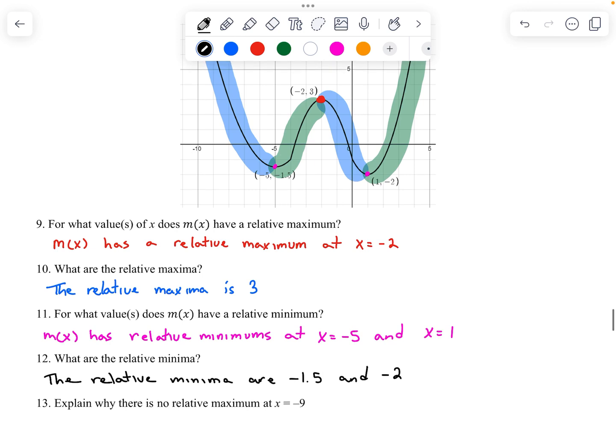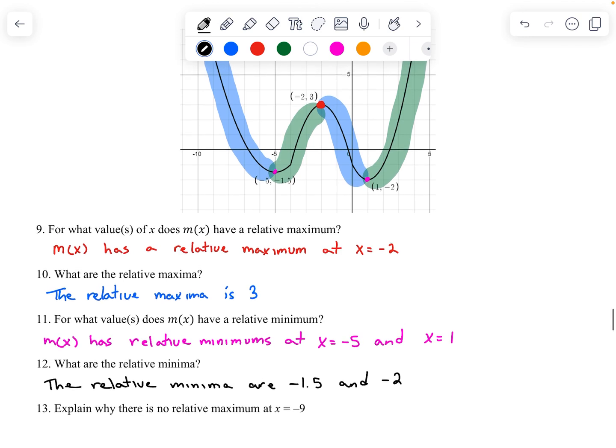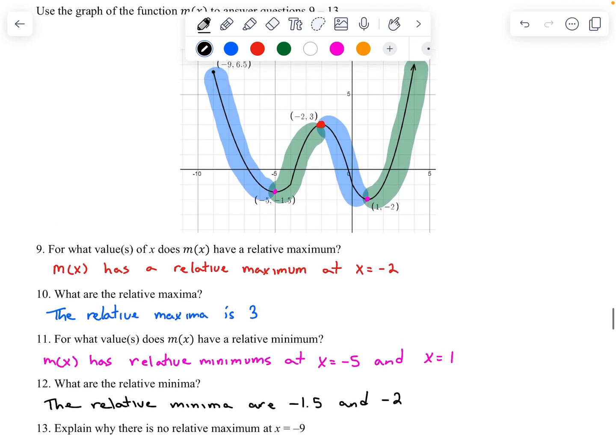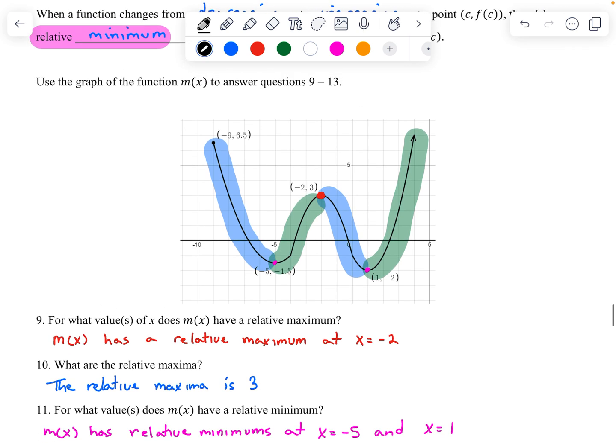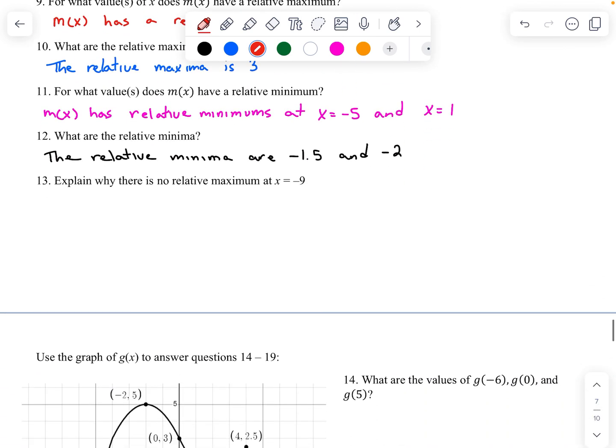And finally, explain why there are no relative maximums at x = -9. All right, so let's take a look at the coordinate (-9, 6.5), which is right here. Notice that the function is not changing direction at that coordinate. So the function is not going from increasing to decreasing. It just starts decreasing at that point.